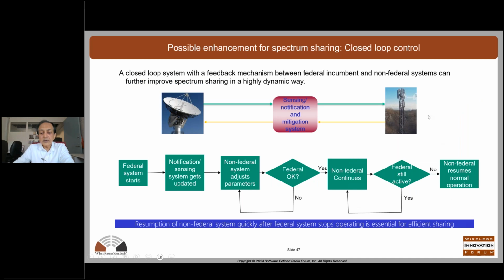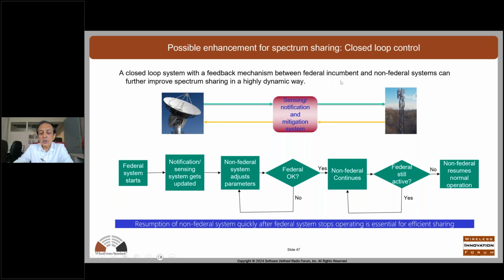Okay, so this is, let's say, an enhancement to what we have discussed so far and what has been implemented anywhere that you know of. All that we have seen so far is what we call an open loop system, right? So let's say the sensor or the notification system tells the spectrum management system that the radar has become active, so you manage the interference toward the radar, and the spectrum management system takes some actions.